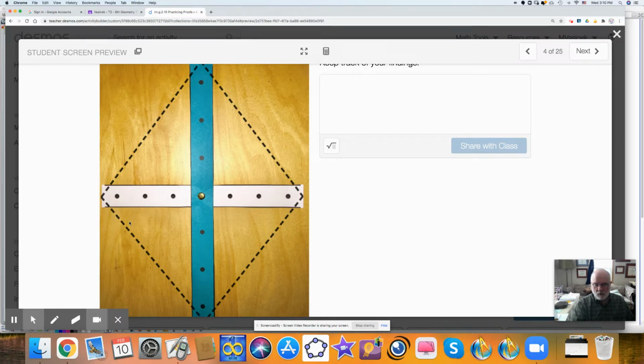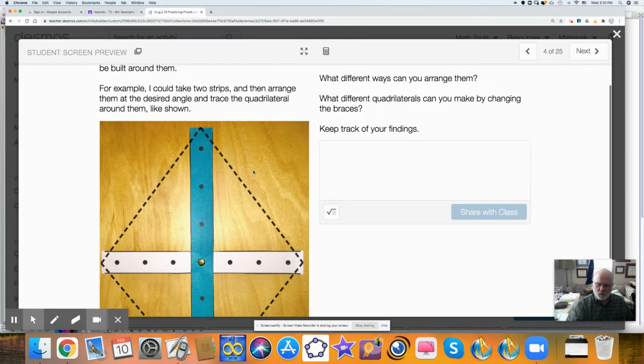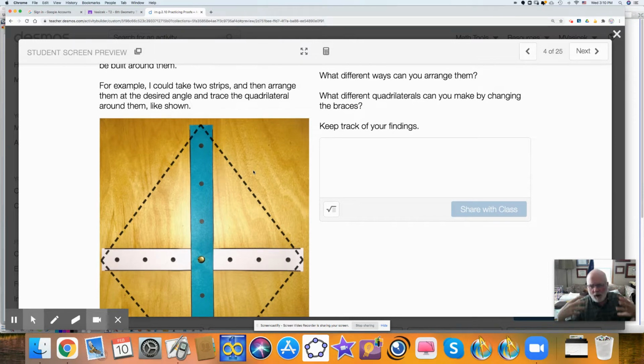It looks like it's going to be a rhombus. What if it wasn't at a right angle? What figure would it be then? List your answers over to the side. What if it was intersecting but not bisecting, like the blue bisected the white, but the white did not bisect the blue in addition to that? What kind of figure would you get? What kind of quadrilateral would you get? What are the properties of the diagonals of a quadrilateral? That's what I'm looking for.